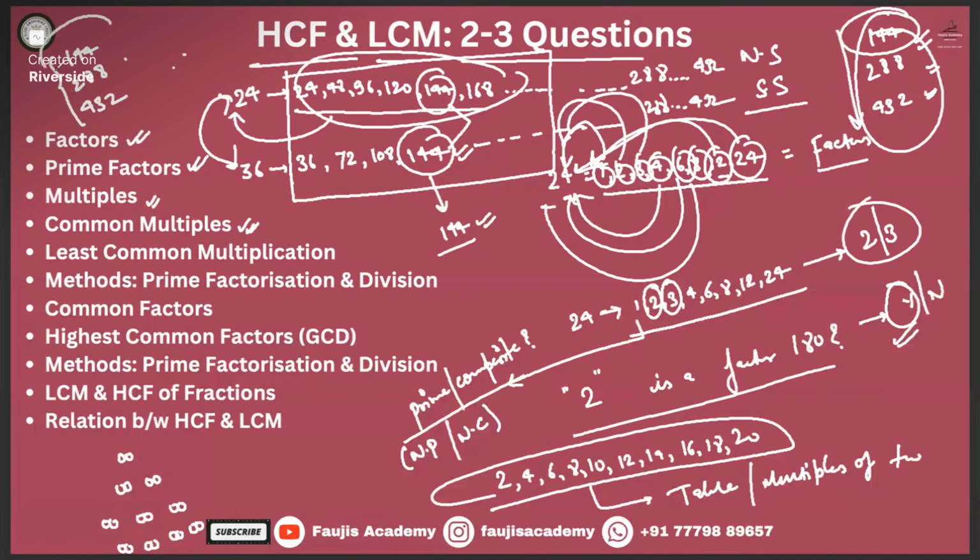144? Yes, sir. That means least common multiplication. You understood what common multiples are, and now you have the least amongst the common multiples. So least common multiplication. What number is that? 144, right, guys? This is basically called your LCM, right?